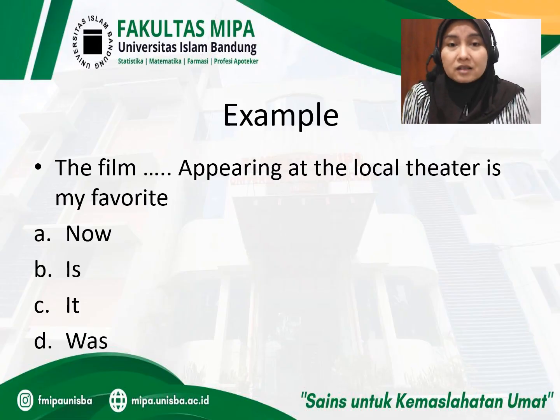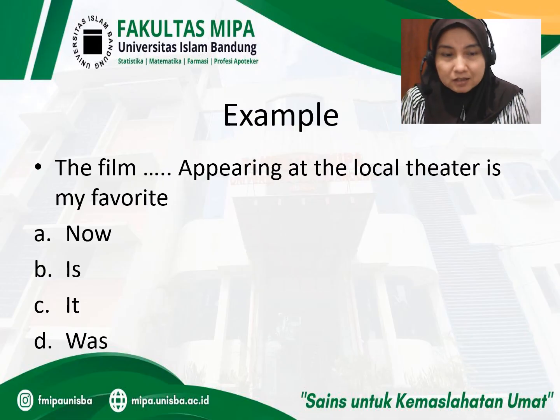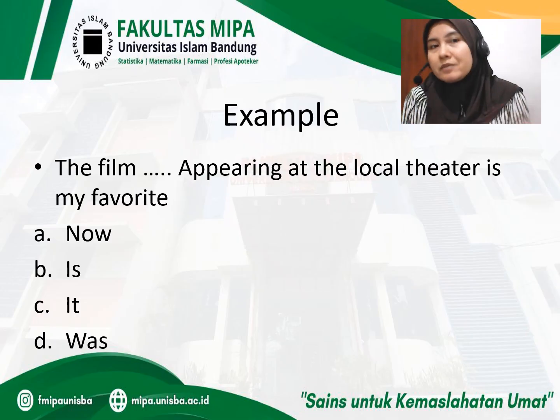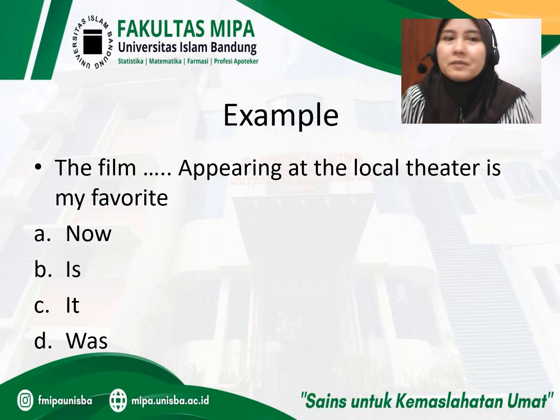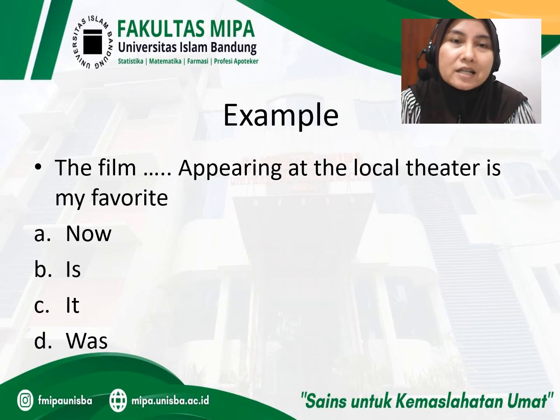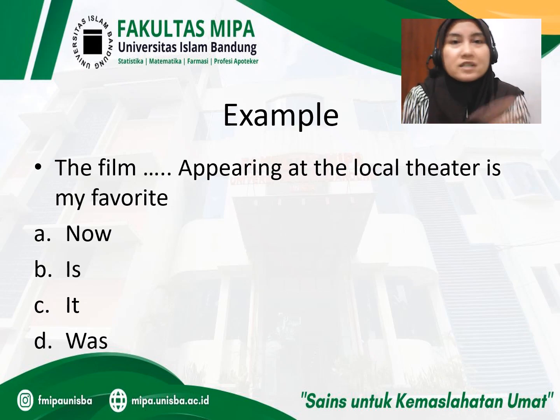"Is" here can be used as a verb, which the question doesn't need. The question already has a verb, so we don't need that. So let's move to option C. Option C, we have "it." It can be used as a subject, but as you can see, the question doesn't need more subject because it already has a subject, which is "the film." So C is not the option.